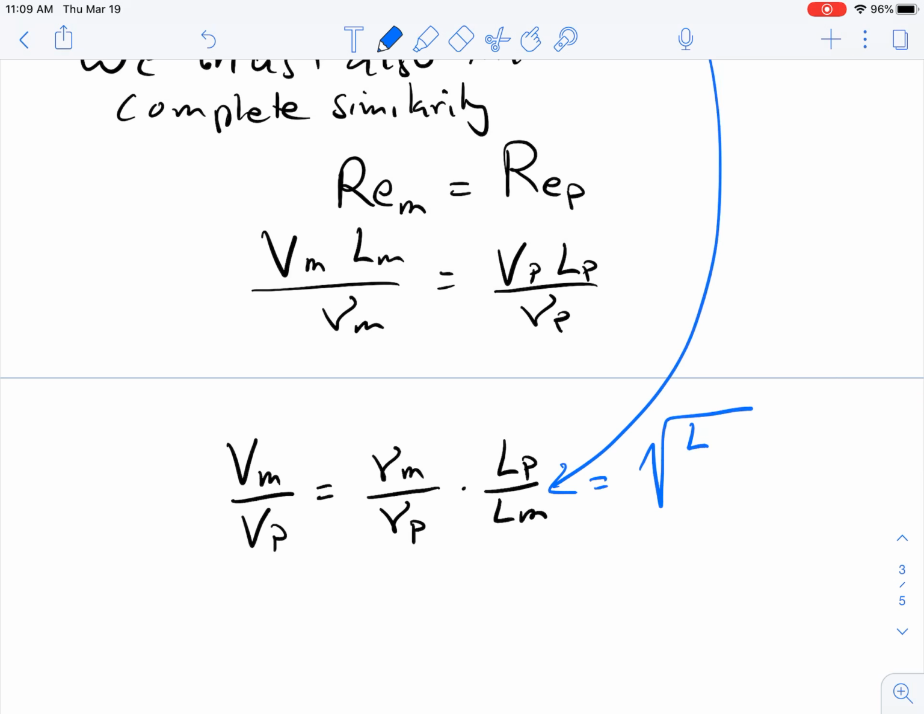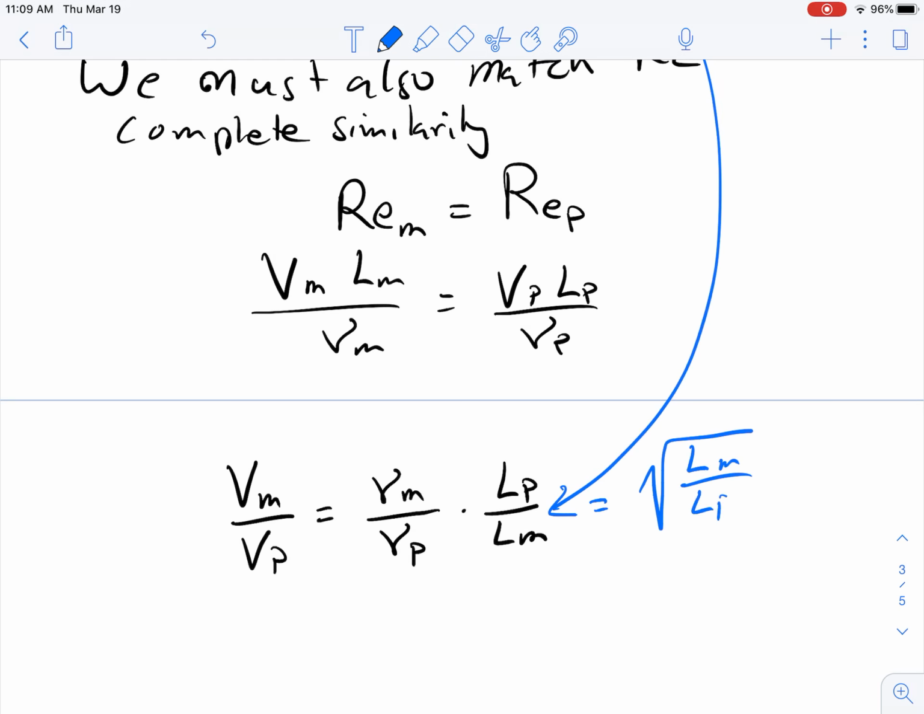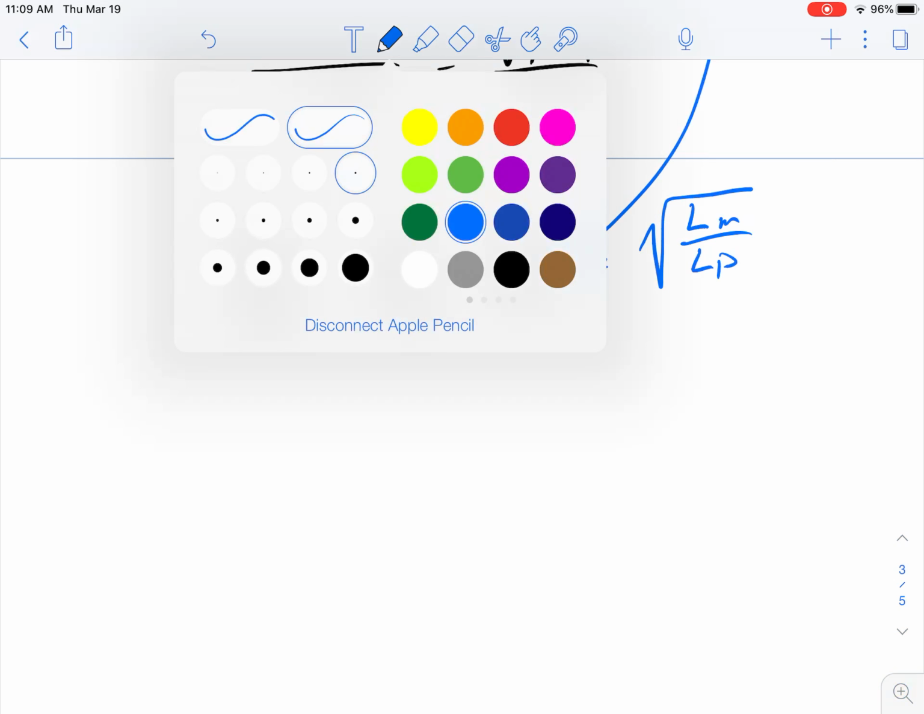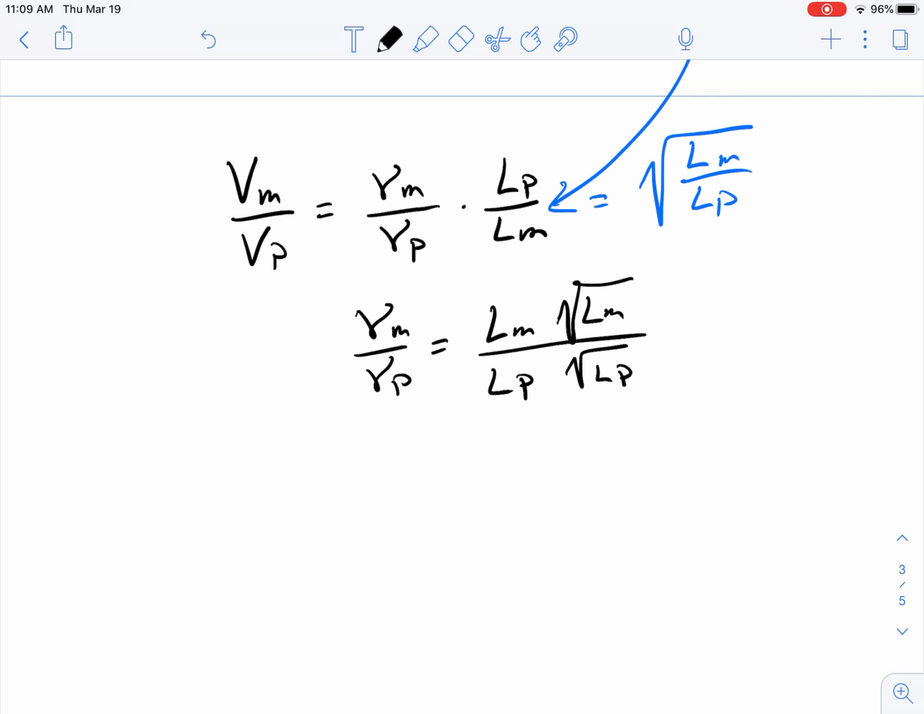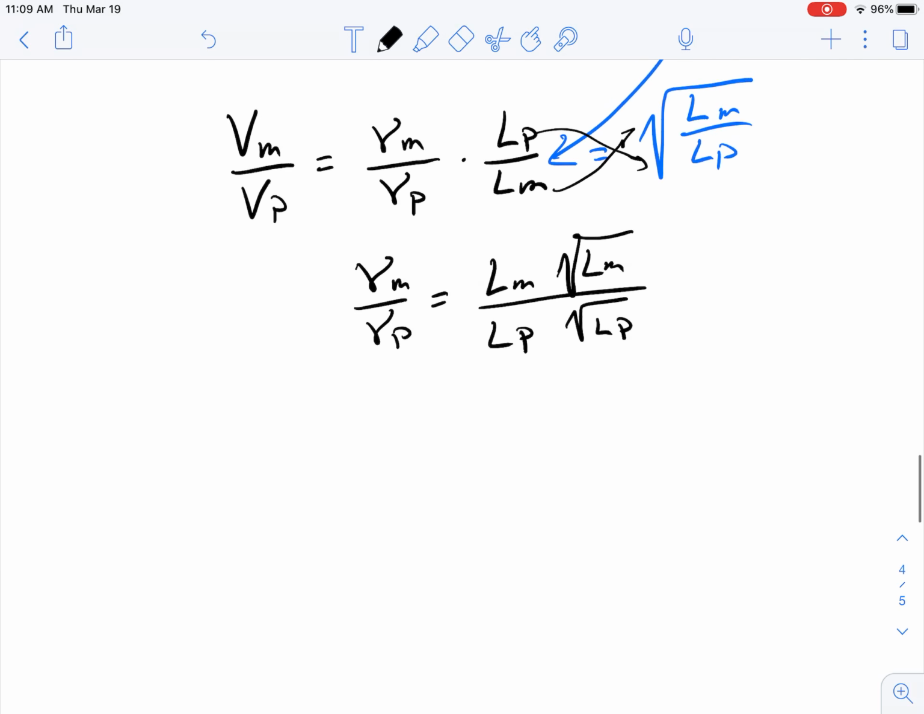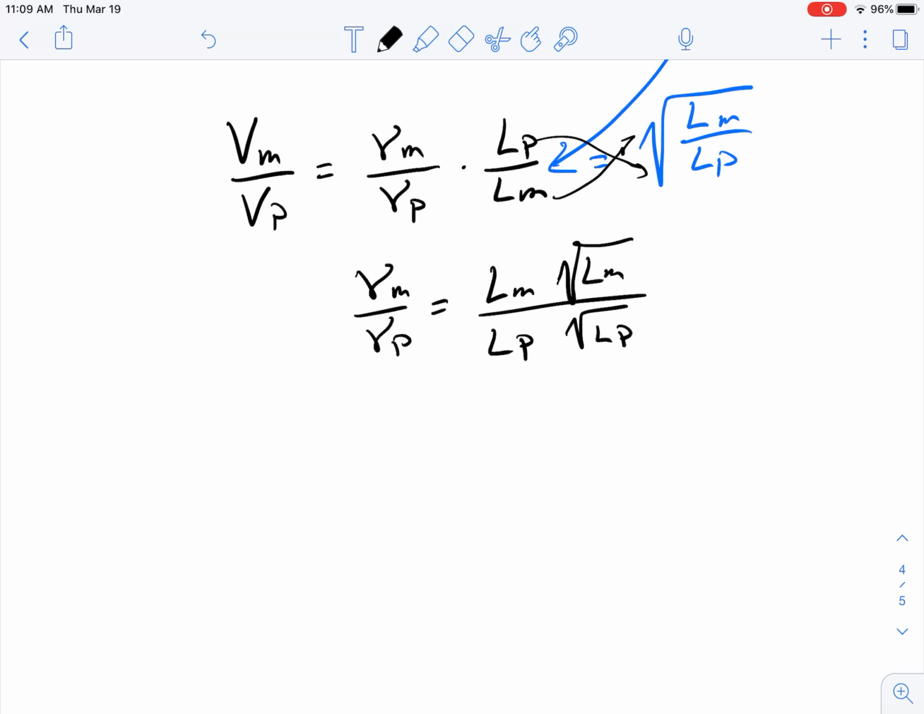Okay? And so now we're going to go ahead and substitute that in. So we have the length scale of the model divided by the length scale of the prototype. From this, we can see that the ratio of the viscosities should be equal to Lm times the square root of Lm divided by Lp times the square root of Lp. We're just multiplying these like this, as we do to solve for nu m over nu p.